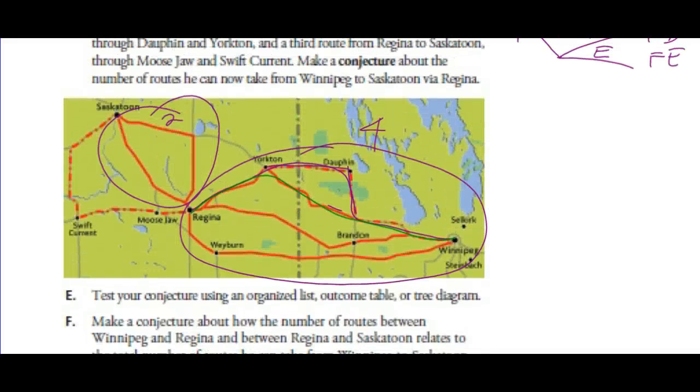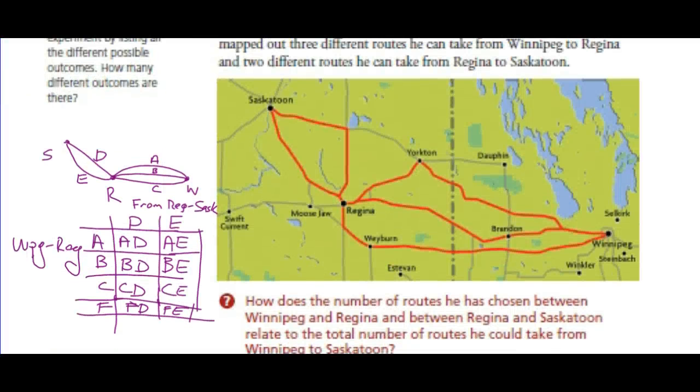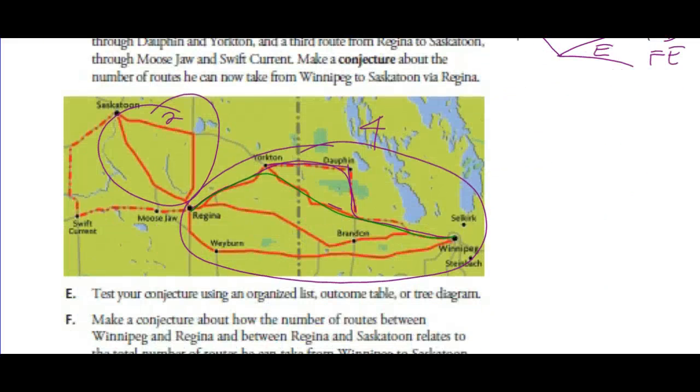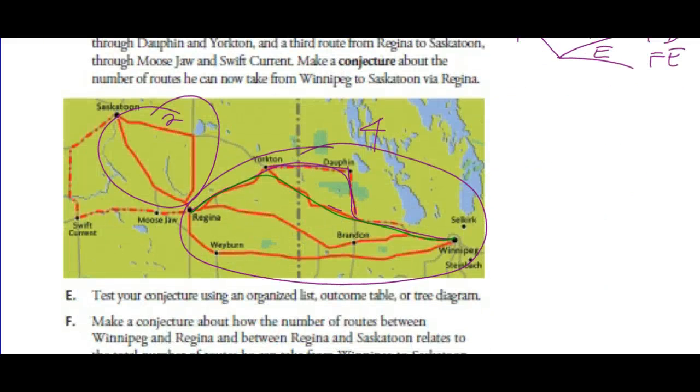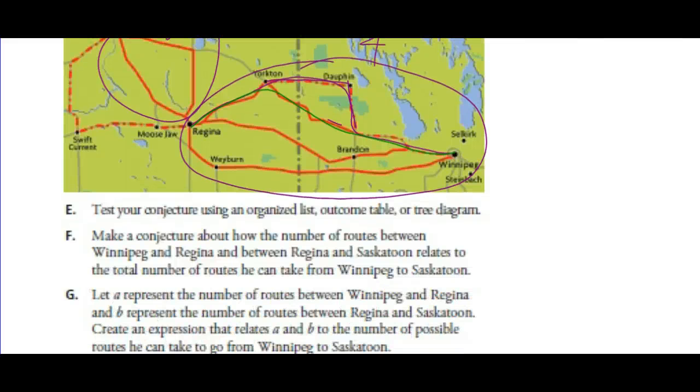So in the original, we had 3 routes here, 2 routes here. How do we get from 3 and 2 to 6? What are we doing? 3 times 2. So we're saying, for each of these 3 routes, there's 2 here. So it's 3 times 2. If we added a 4th route, then we've got 4 times 2. We're just multiplying.